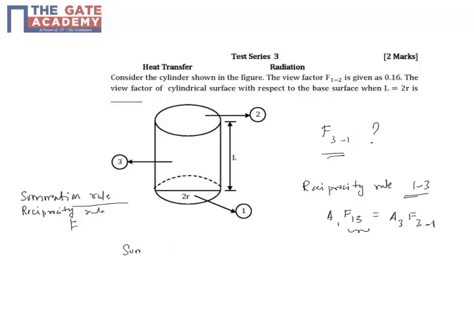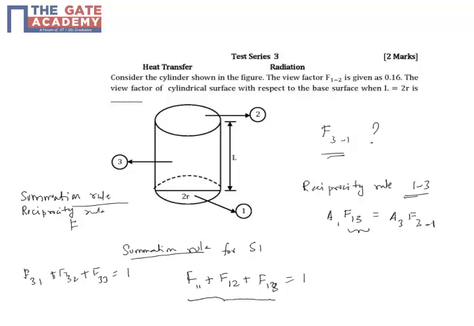Now remember that the summation rule you cannot conveniently apply for 3. I mean, you can apply it, but there will be many unknowns. So we are applying the summation rule for surface 1, the base surface. F11 plus F12 plus F13 is equal to 1. The same summation rule applied for 3 gives F31 plus F32 plus F33. What it means is that you are adding the fractions of the heat emitted by the surface, how much of it falls on 1, 2 and 3, and summing up to 1. So this summation rule holds for any surface.